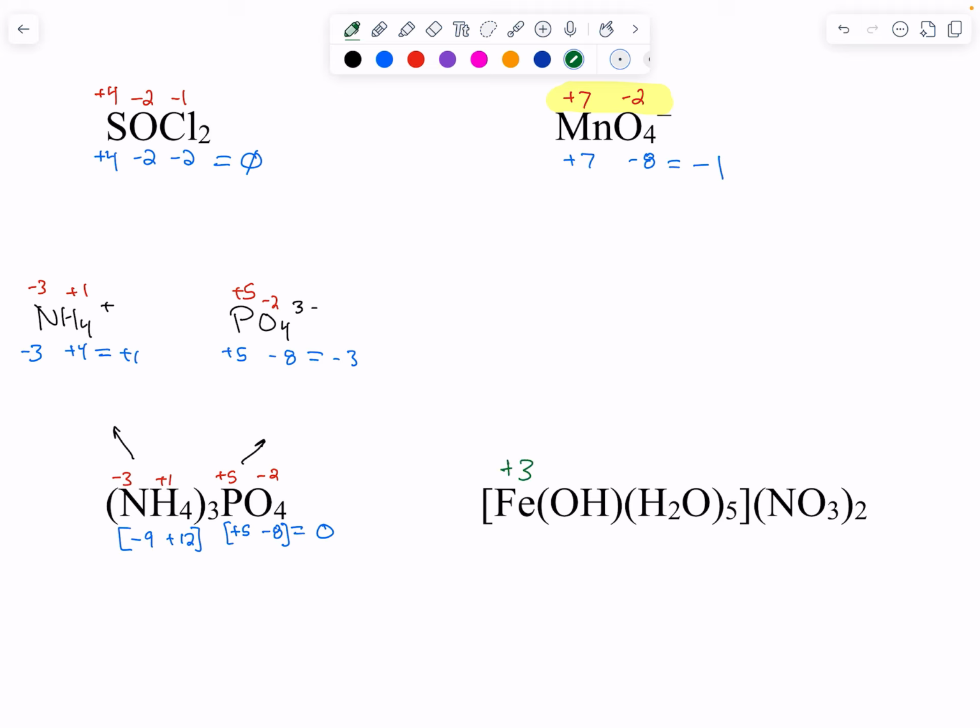All right? Okay? But now we can bring nitrate up if you wanted to. NO3 minus. We add up to negative 1. Oxygen is minus 2. So that's a minus 6. So that means nitrogen is plus 5.